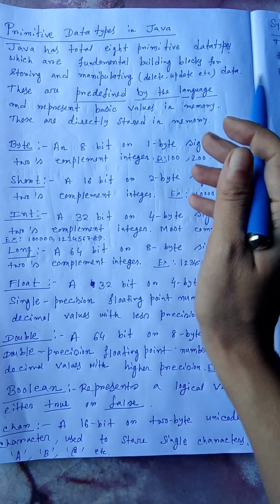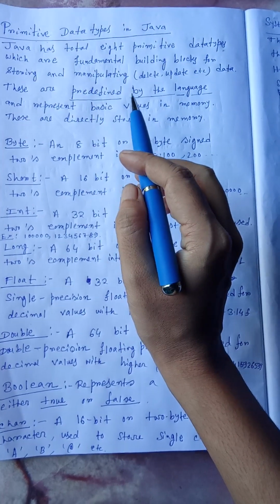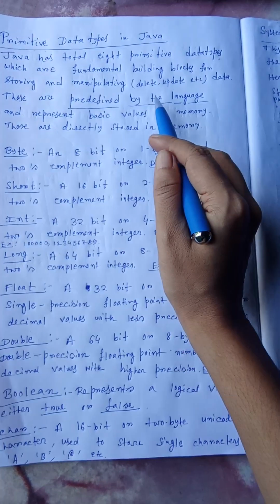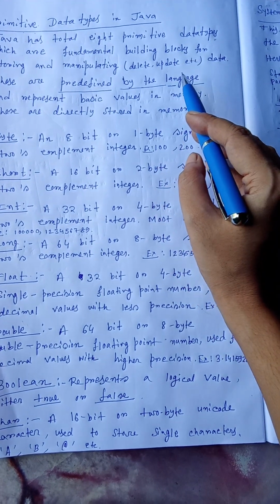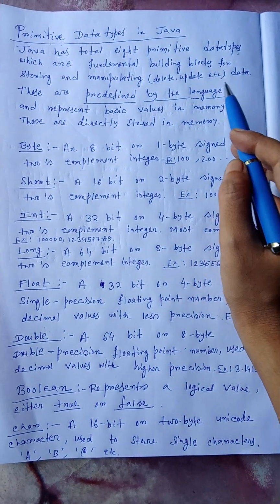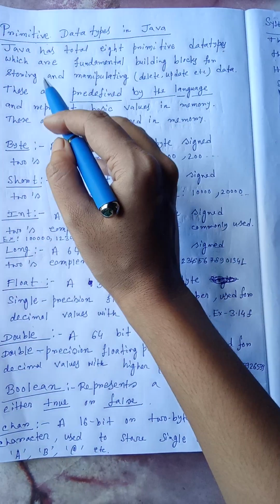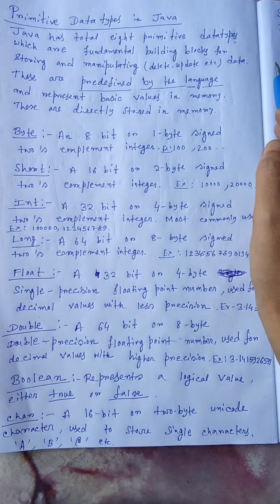Data like a big number or a small number or any type of character like ABC or ampersand, underscore, and manipulating means working with that data, like deleting data, updating data, and so on. So Java has 8 primitive data types which are the fundamental building blocks for storing and manipulating data.